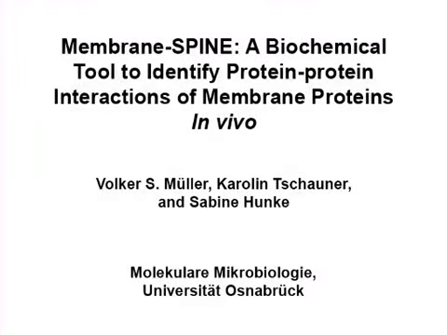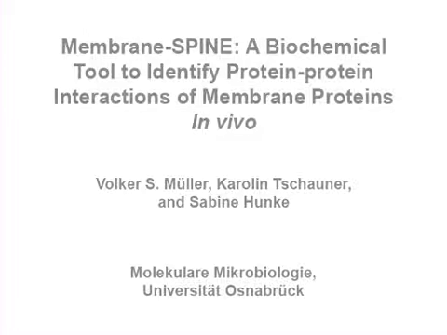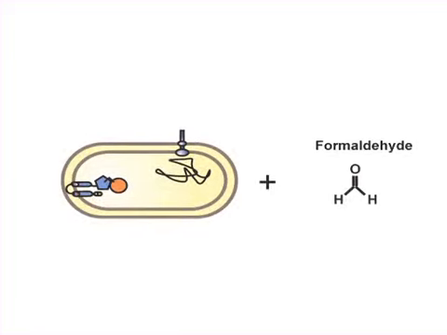The overall goal of this procedure is to identify in vivo protein-protein interactions of membrane proteins through a membrane strep-protein interaction experiment, or membrane SPINE. This is accomplished by in vivo cross-linking using the reversible cross-linker formaldehyde.